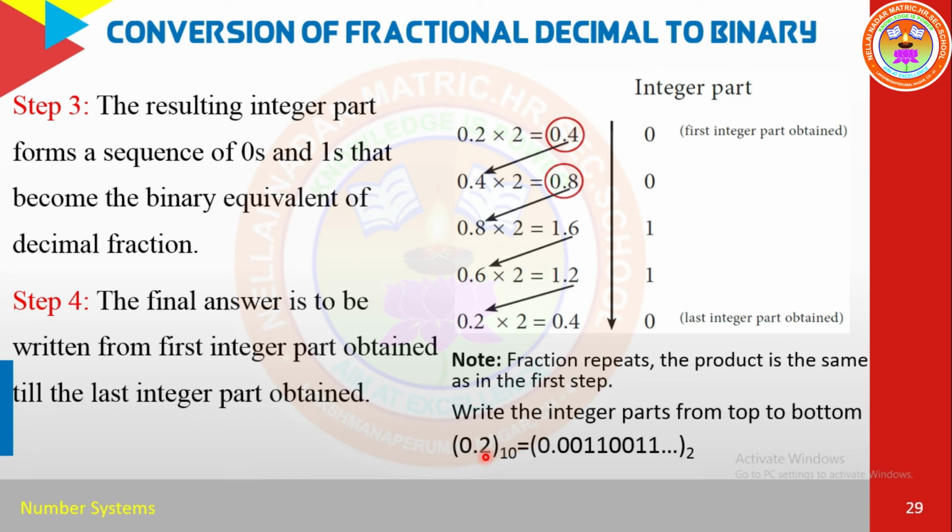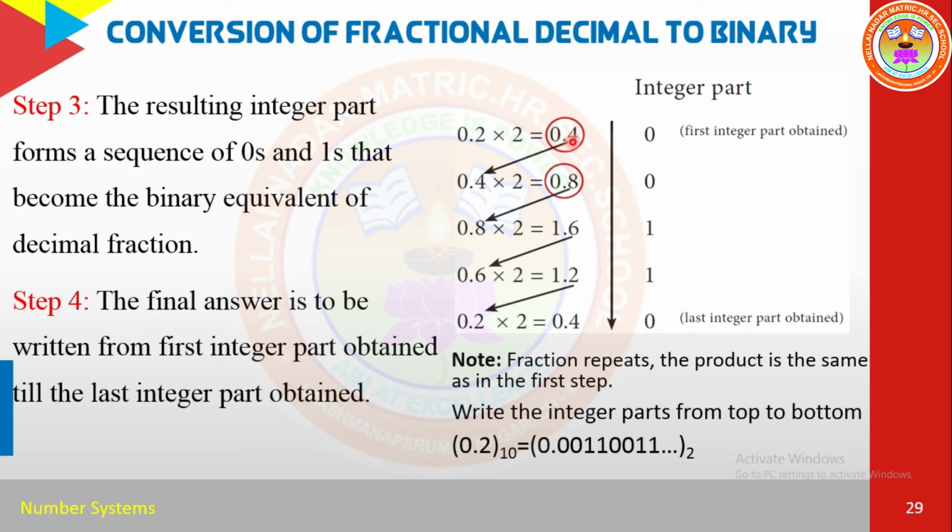How is it possible? The first step, 0.2 into 2. That is what? Multiplication by 2 method, right? So 0.2 into 2, what is the answer? 0.4. Yes. So in this answer, the 0 before the point is the integer part.